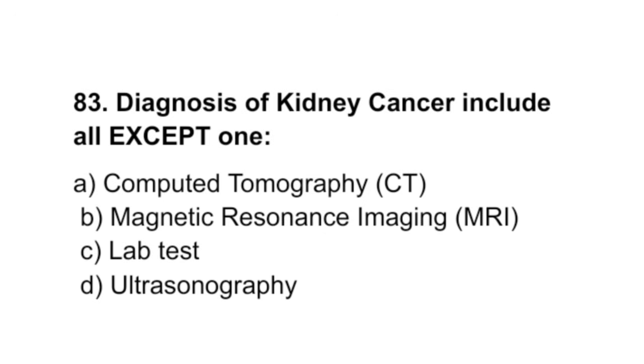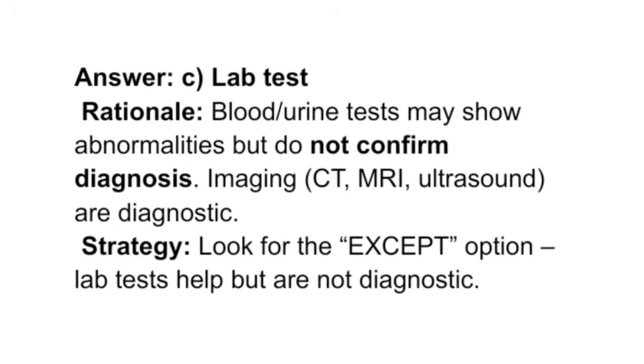83. Diagnosis of kidney cancer include all except one. A. Computed tomography, CT. B. Magnetic resonance imaging, MRI. C. Lab test. D. Ultrasonography. Answer: C. Lab test.